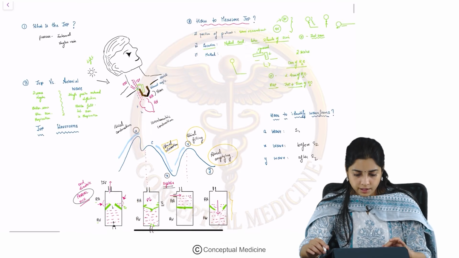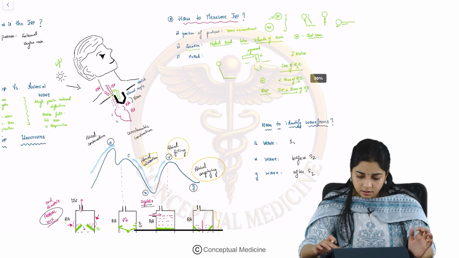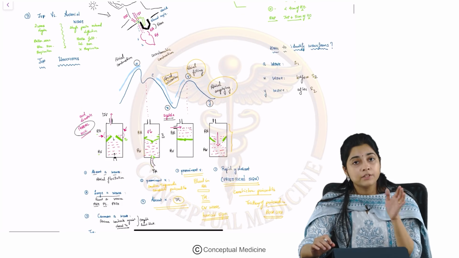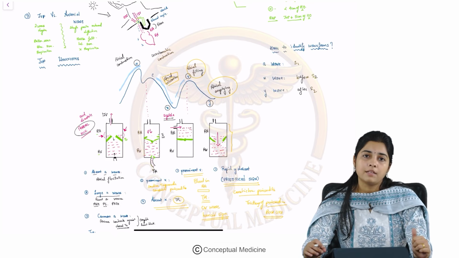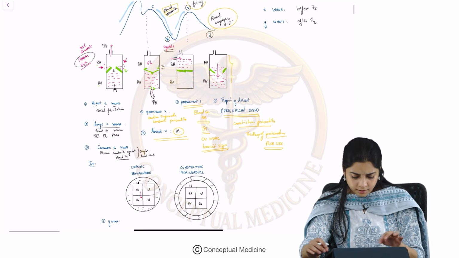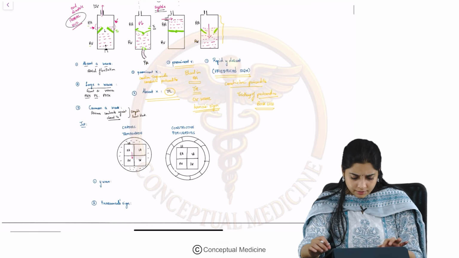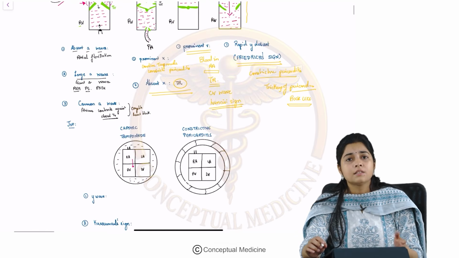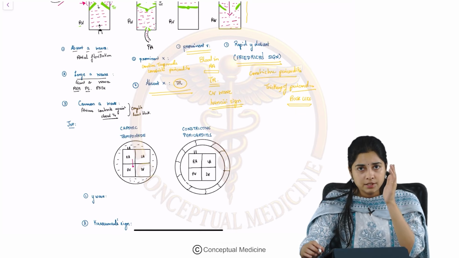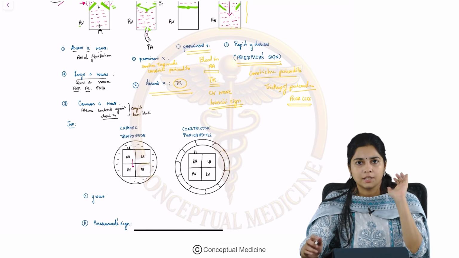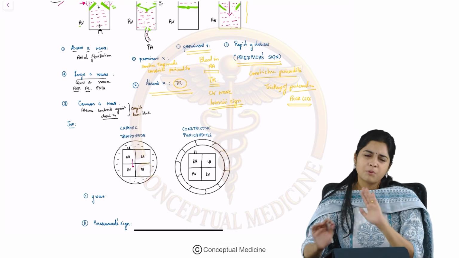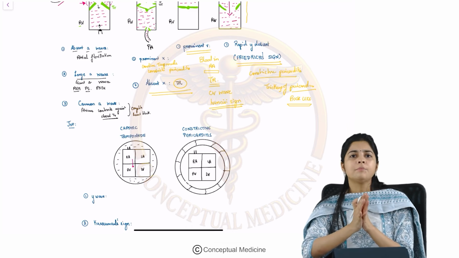Okay, so we have learned what is the JVP, how do we measure it, and how each of the waves are formed, and what are the various pathological abnormalities that you can see. A very important and frequently tested area is how do you differentiate the JVP findings between the cardiac tamponade and constrictive pericarditis. Okay, now both the conditions are diseases of the pericardium.